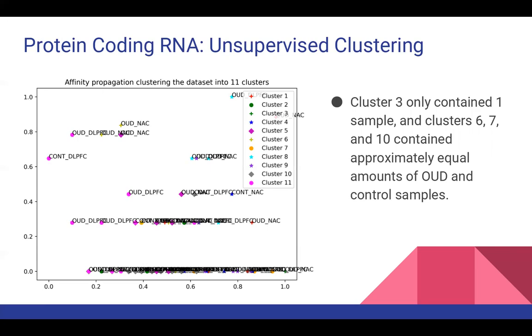Clusters 1 and 2 each contained OUD samples only in the nucleus accumbens region, and cluster 4 contained control samples only in the nucleus accumbens region. Consequently, cluster 4 was used as a control to compare clusters 1 and 2.